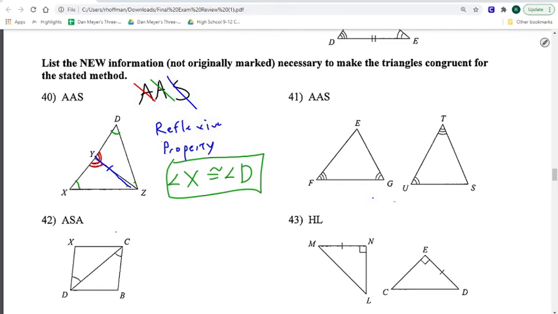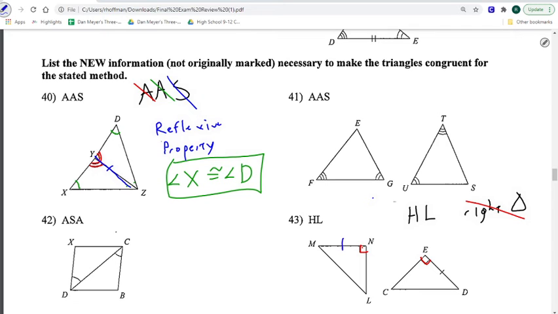So let's look at one more of these, just so that you see that. Hypotenuse leg. We talked about for hypotenuse leg, we need hypotenuse, we need a leg, and we need a right triangle. So let's see what we already have. Well, here's some right angles. That looks like a right triangle to me. So we got that so far.